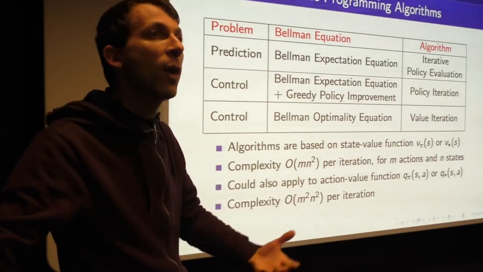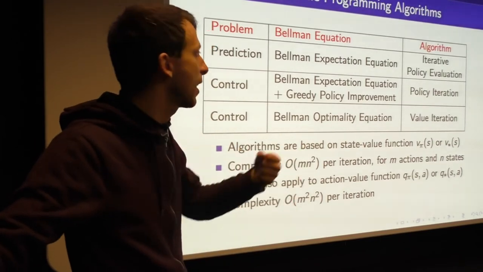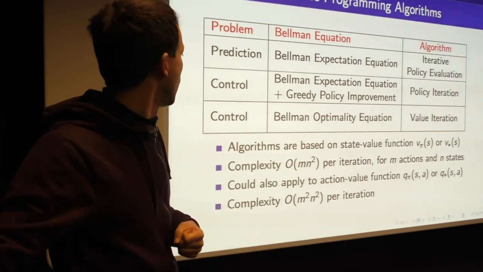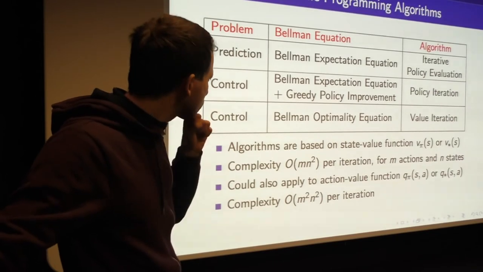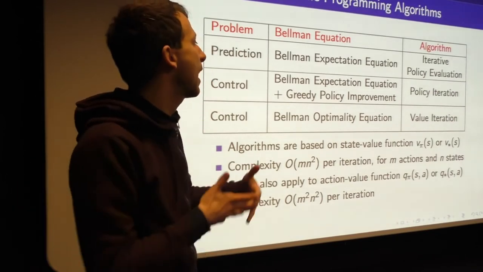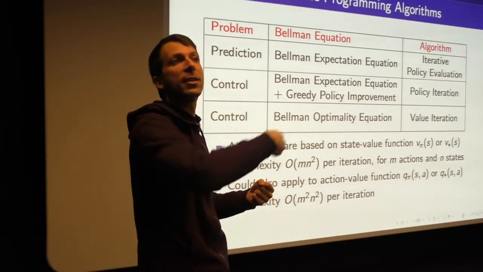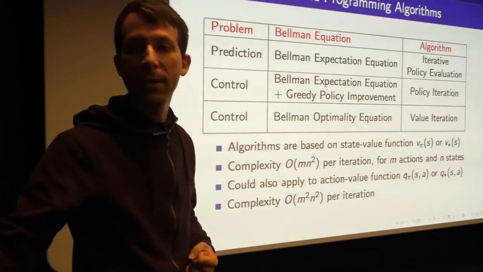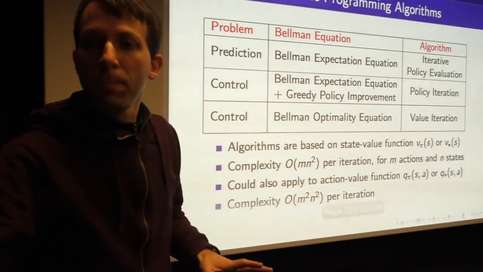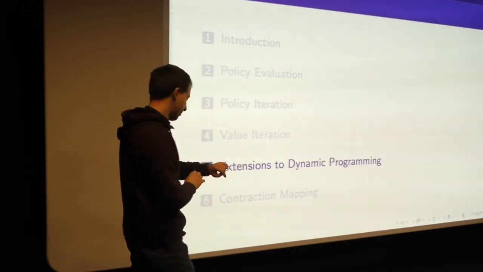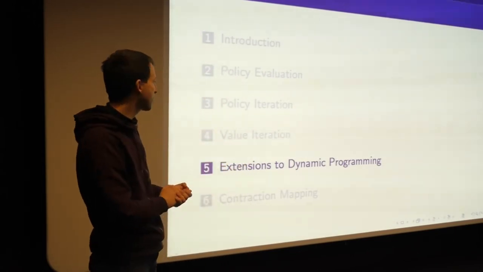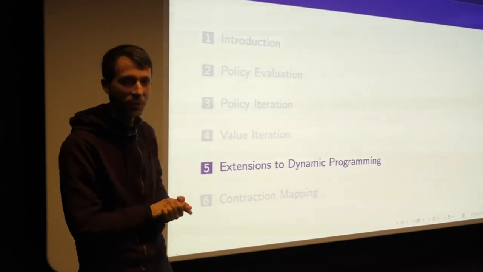Q lets us get away from having to do a one-step look ahead. It helps us avoid knowing the dynamics, because you can pick actions just by looking at Q. You don't need to look at the dynamics for one step and then pick the best thing. Right. Okay. We have another 7 minutes to cover some extensions. So let's do that.